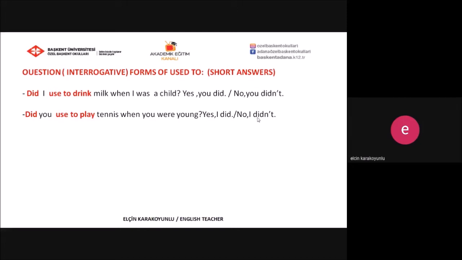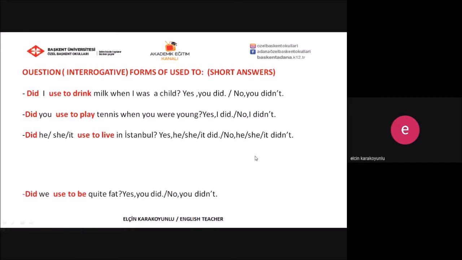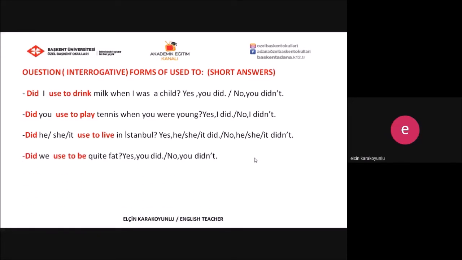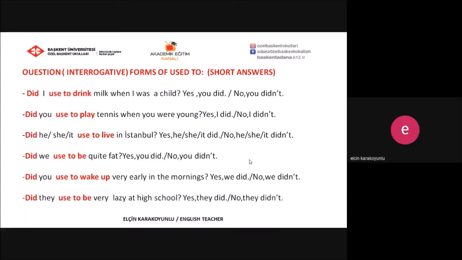And the second one, did you used to play tennis when you were young? Yes, I did. Or no, I didn't. Did he or she or it used to live in Istanbul? Yes, he did. Or no, she didn't. Did we used to be quite fat? Yes, you did. Or no, you didn't. Did you used to wake up very early in the mornings? Yes, we did. Or no, we didn't. Did they used to be very lazy at high school? Yes, they did. Or no, they didn't.